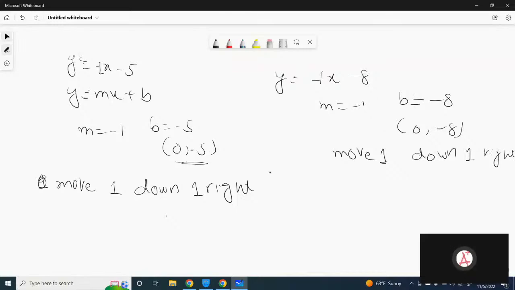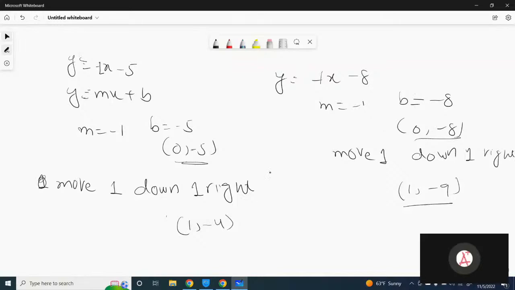According to this point, you have to move 1 down, so that means from 0 and negative 5, 1 down and 1 right. When you move right, that would be 1, and when you move 1 down, the y is negative 6. So these are the 2 points: 0, negative 5 and 1, negative 6. And for this one, when you move 1 right, it is 0 to 1, and negative 8 minus 1 is negative 9.